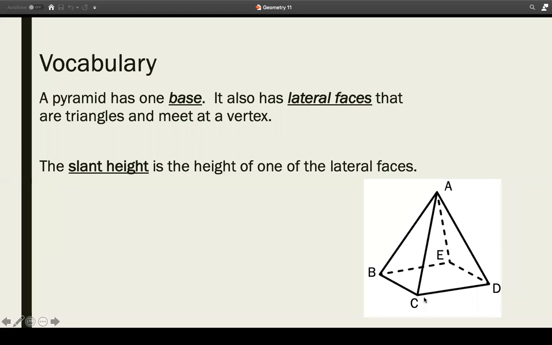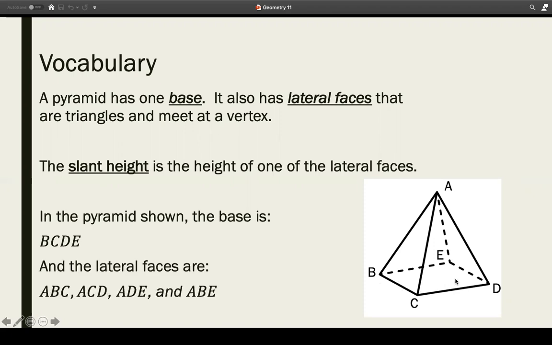So if we take halfway between C and D and we measure up to A, that would be a slant height. We'll see an example of that in a little bit. Here we've got a base, it's this square, B, C, D, E, and then we've got four lateral faces, the triangles.